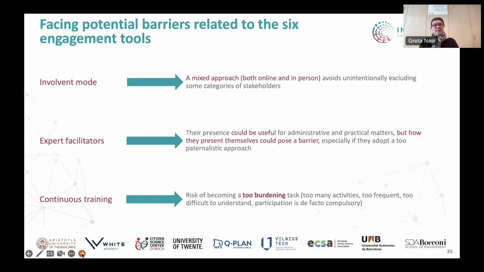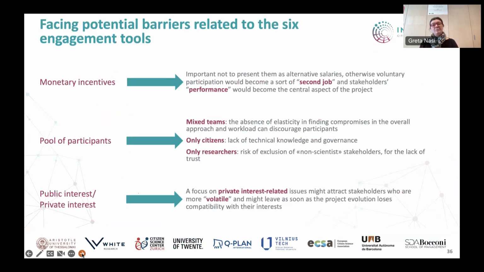So again, involvement mode, I would suggest a mixed approach to be identified based on your specific project, expert facilitator, and continuous training. This may become really burdensome, and it can also be quite expensive. Monetary incentives should be a recognition of their work. It could be by performance if you have participants that are motivated by extrinsic motivation that would stimulate them to do even better. But at the same time, you realize that it's not the only incentive to put in place. And pools of stakeholders can be mixed, and I would suggest having them mixed to avoid the risk of having one voice prevail over another.